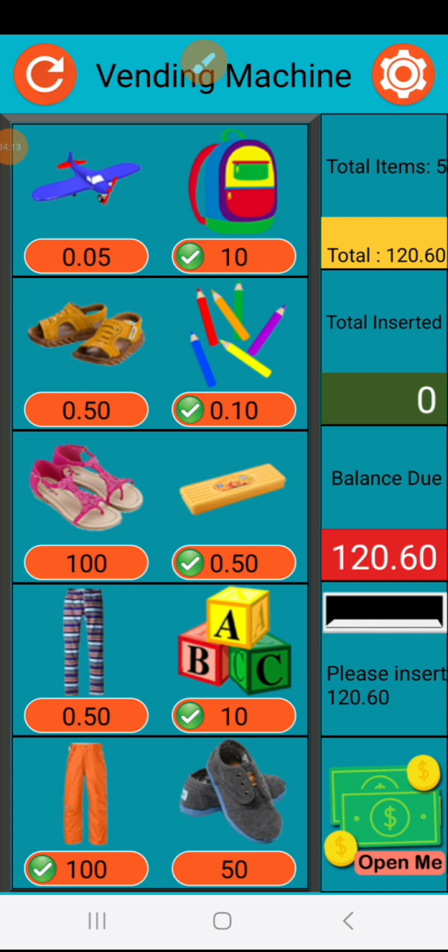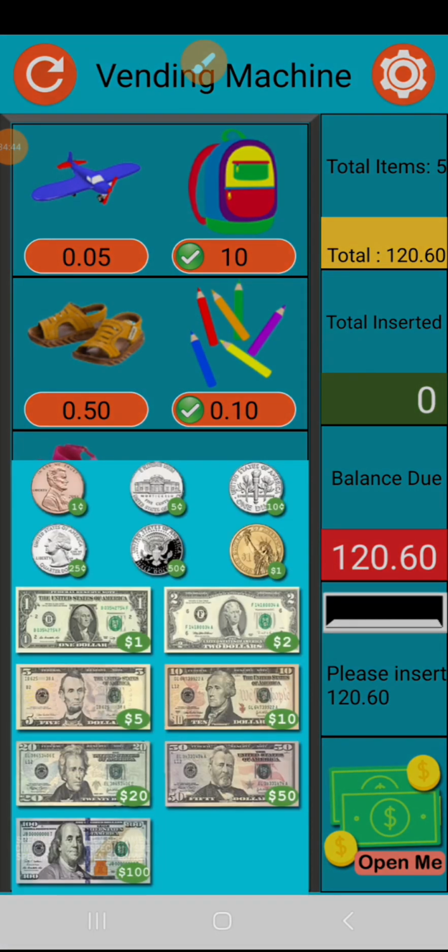So $10 plus 10 cents plus 50 cents plus $10 plus $100 is $120.60. So give me in bills $120, and in cents you're going to give me 60 cents. So we're going to put this in the cash register. Please insert $120.60 to get your items. It's going to come out the same. So you say, open me. This is your wallet. How are you going to get $120.60?